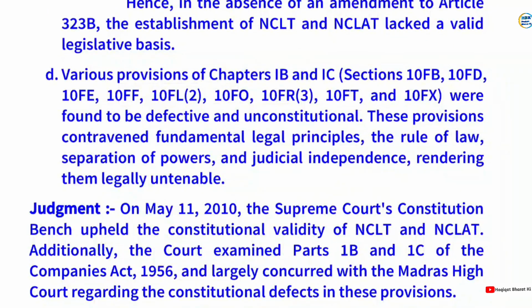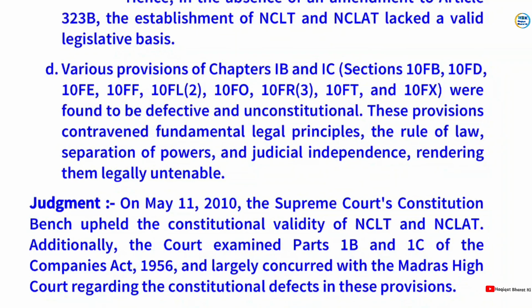Point D: various provisions of Chapters 1B and 1C, Sections 10FB, 10FD, 10FE, 10FF, 10FL2, 10FO, 10FR3, 10FT, and 10FX were found to be defective and unconstitutional. These provisions contravened fundamental legal principles, the rule of law, separation of powers, and judicial independence, rendering them legally untenable.